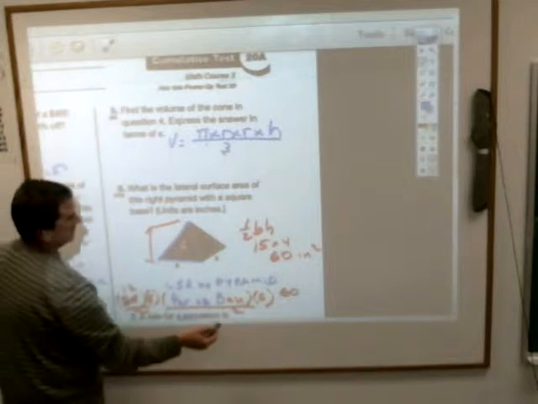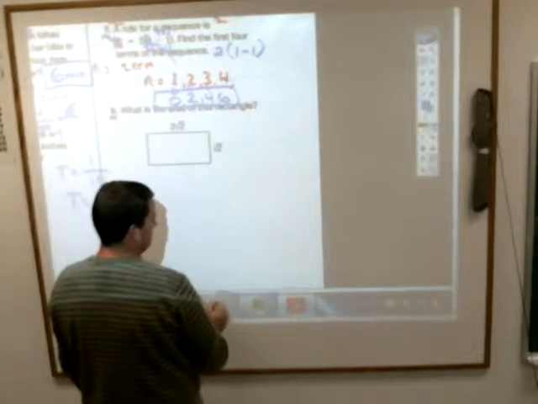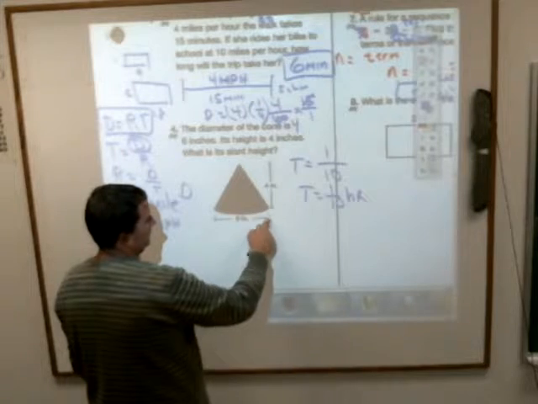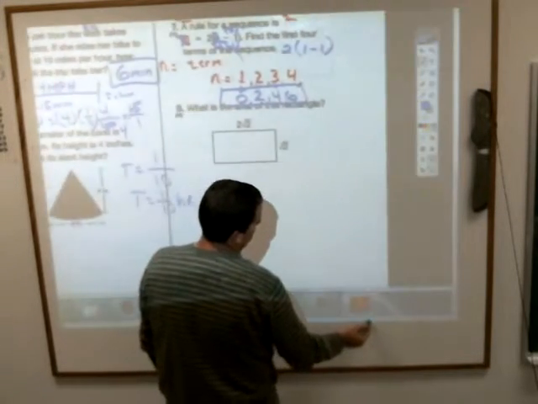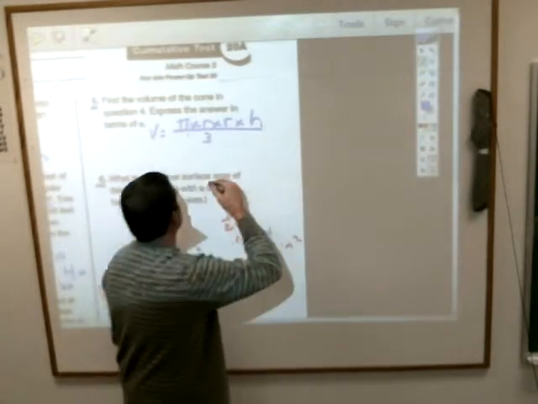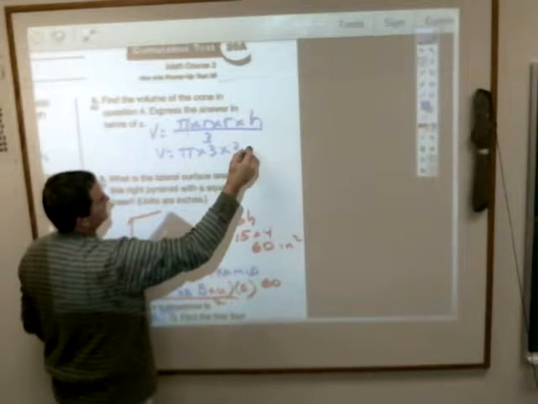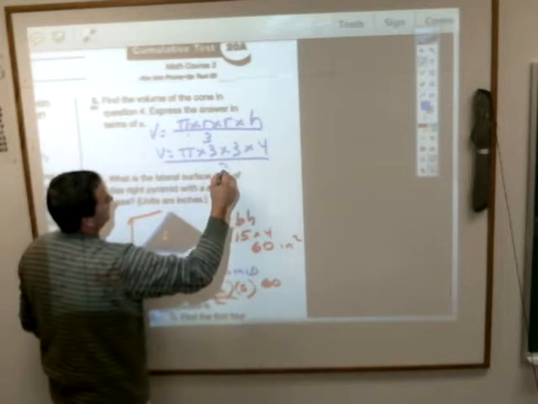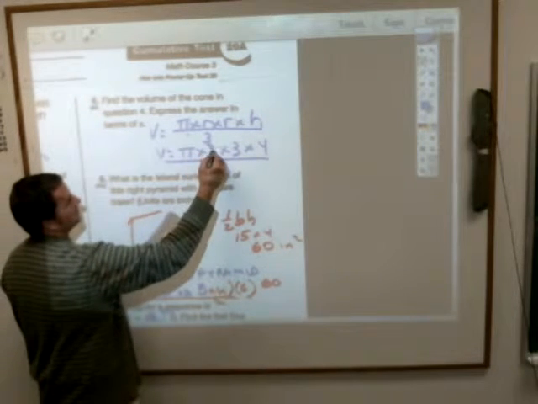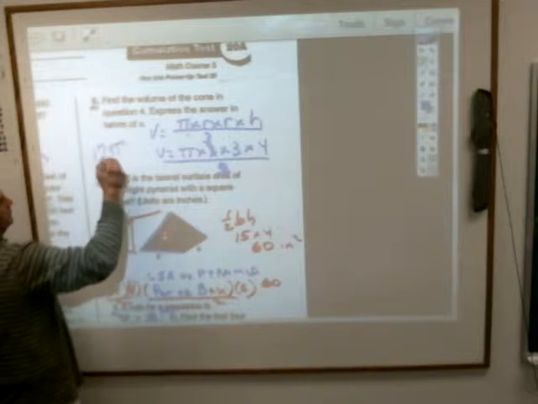I can't see the cone, but I'm guessing it's somewhere down here on the other side of the page. Is it over here? To the left. So its radius is 3, right? And its height is 4. Radius 3, height 4. So volume equals pi times 3 times 3, times height 4, divided by 3. And a quick way to do that is, since you got a 3 on top and a 3 on bottom, you can cross-cancel this 3 with this 3. 3 times 4 is 12, so 12 pi will be your volume.